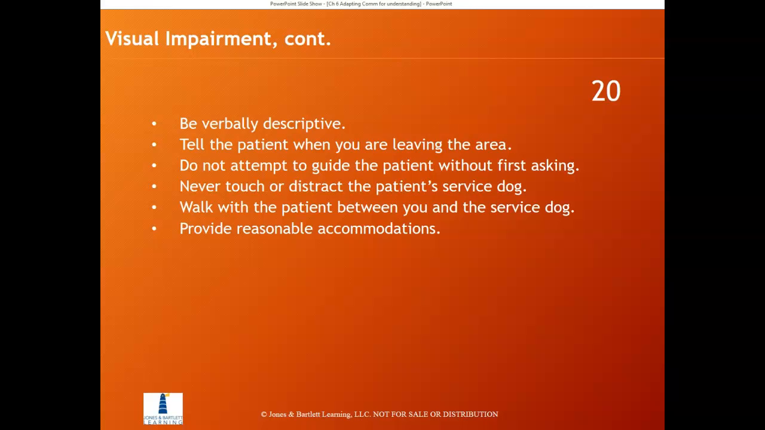Never touch or distract the patient's service dog. If they have a service dog, you let the service dog be. We will walk with the patient between you and the service dog, so the dog, or the service animal, is on one side, and the therapist is on the other side of the patient. And we should always try to provide reasonable accommodations.